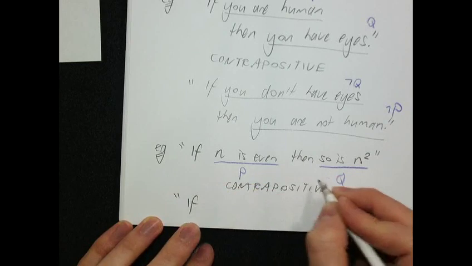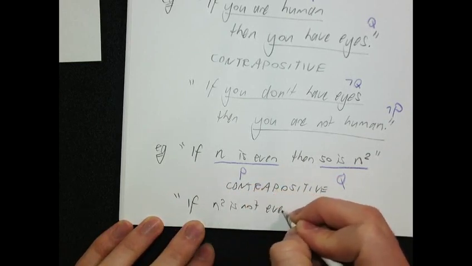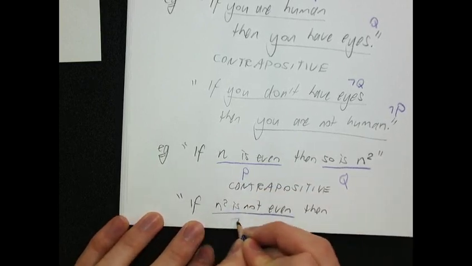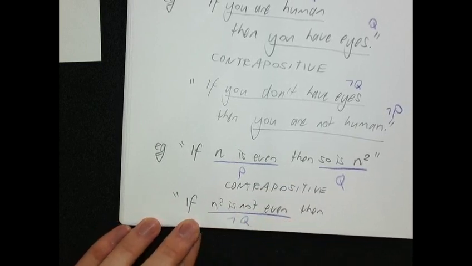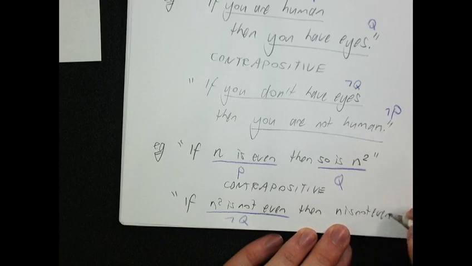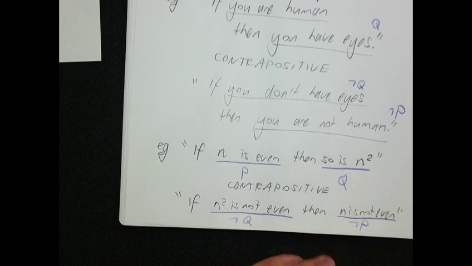so if not Q would be n squared is not even. So this is not Q. Then n is not even, and this is not P. Now, since not being even means being odd, I could rewrite this statement as if n squared is odd, then n is odd, and that's okay. So that's how the contrapositive works.